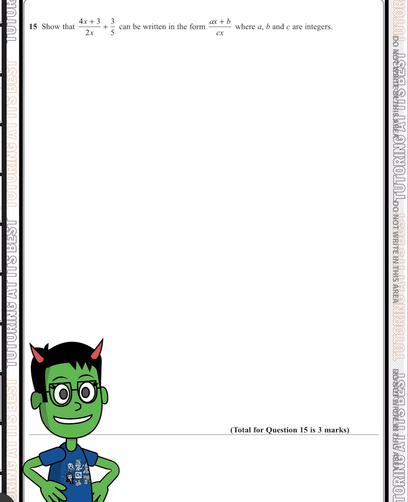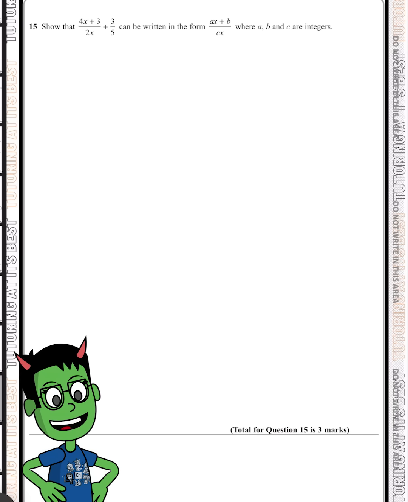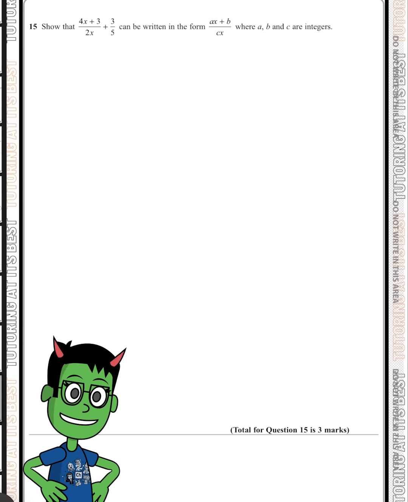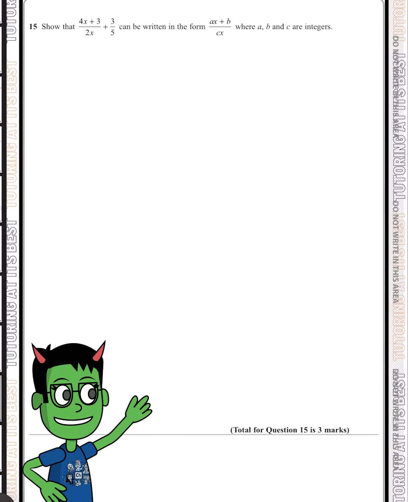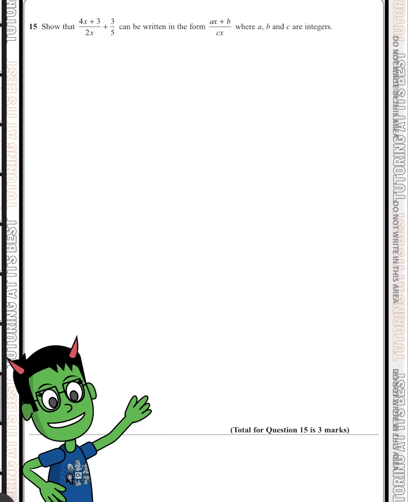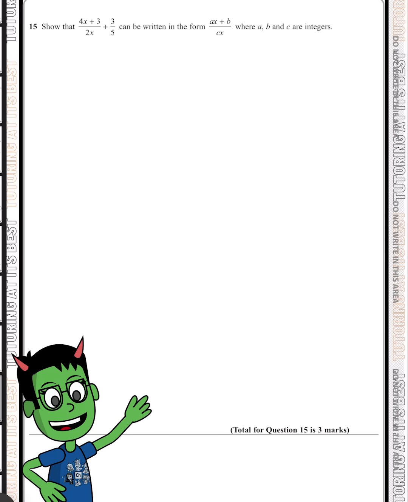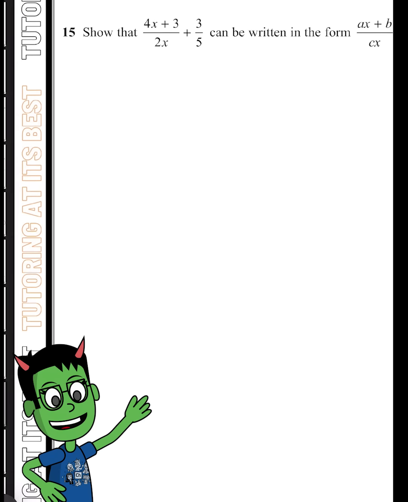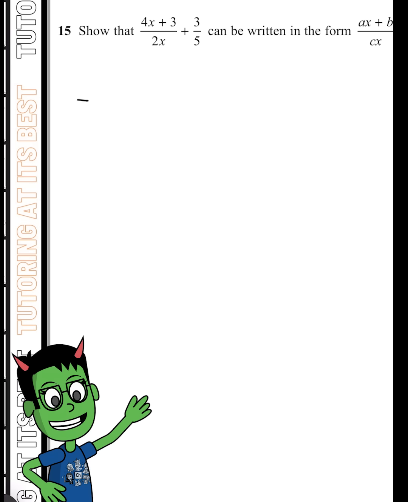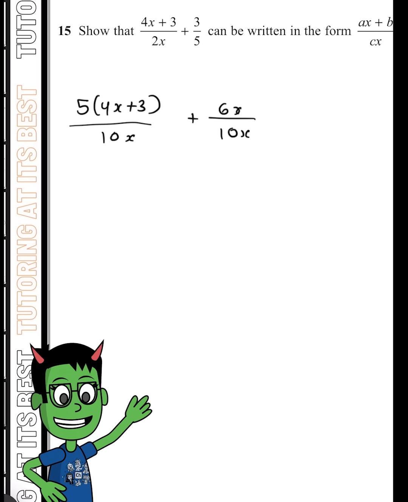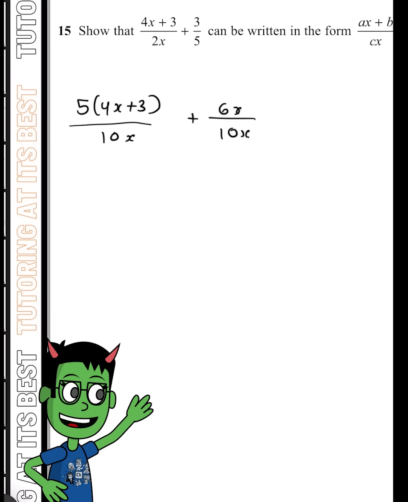For question 15, it's a show question, so it's simply a proof question. Let's go ahead and prove that the fraction given can be written in the form ax plus b over cx. The first thing we're going to do is simply cross multiply, by multiplying it out so both denominators are the same. So if we zoom in, we'll have 5 multiplied by 4x plus 3 over 10x plus 6x over 10x. And all I've done here is simply cross multiplied. That's all.